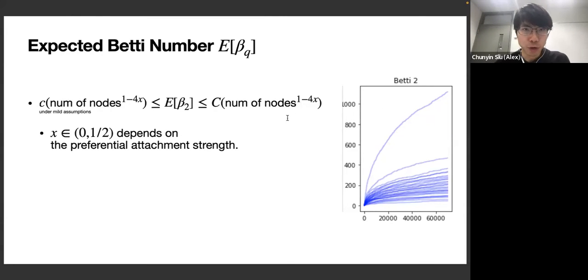So we proved that the expected second Betti number is bounded between constant multiples of the number of nodes raised to some sublinear power. So it's between 0 and 1. And the power depends on the preferential attachment strength. The stronger the preferential attachment strength, the larger the power will be. And since it's a sublinear power, the growth is concave. And this statement begs the question of what happens when this exponent is negative. The theorem only says that the expected Betti number is going to be bounded. In particular, it's not likely to converge to 0.